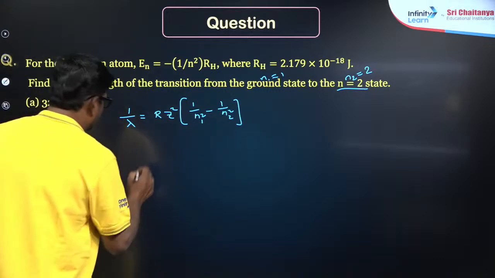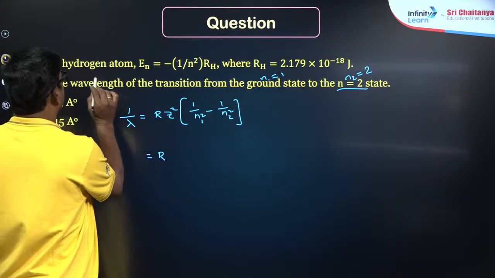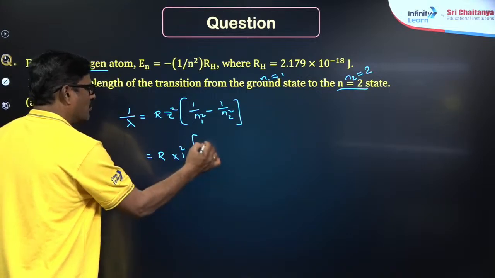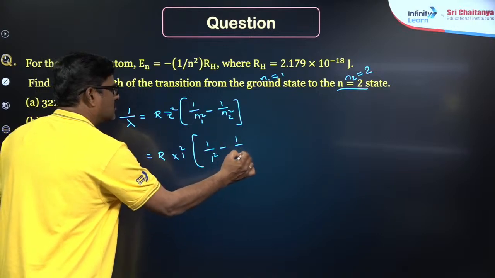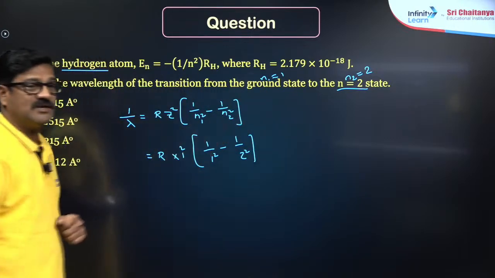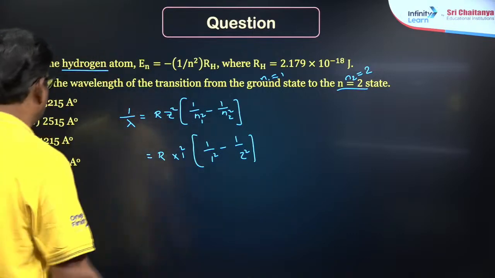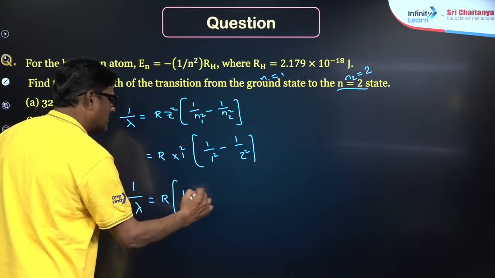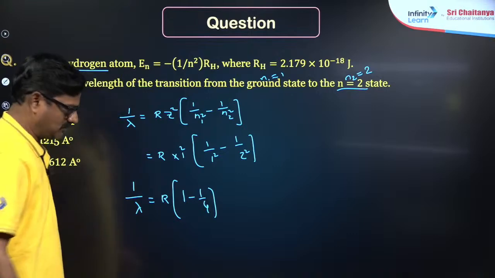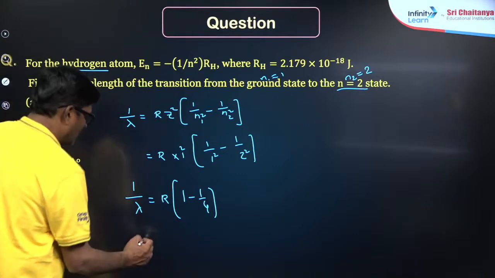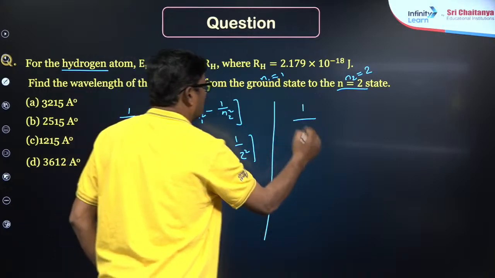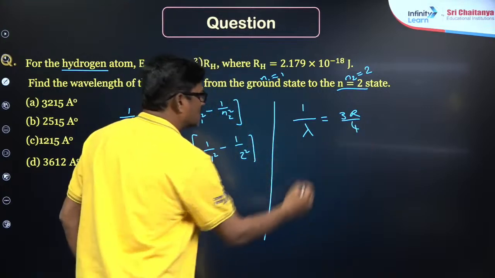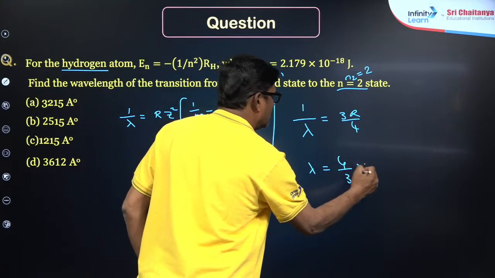Anyway, let us put here R. This is hydrogen, so for hydrogen Z is equal to 1. So 1 by 1 square minus 1 by 2 square, n2 is equal to 2. So 1 by lambda will be R times (1 minus 1 by 4). So 1 by lambda is equal to 3R by 4. So lambda is equal to 4 by 3 into 1 by R.